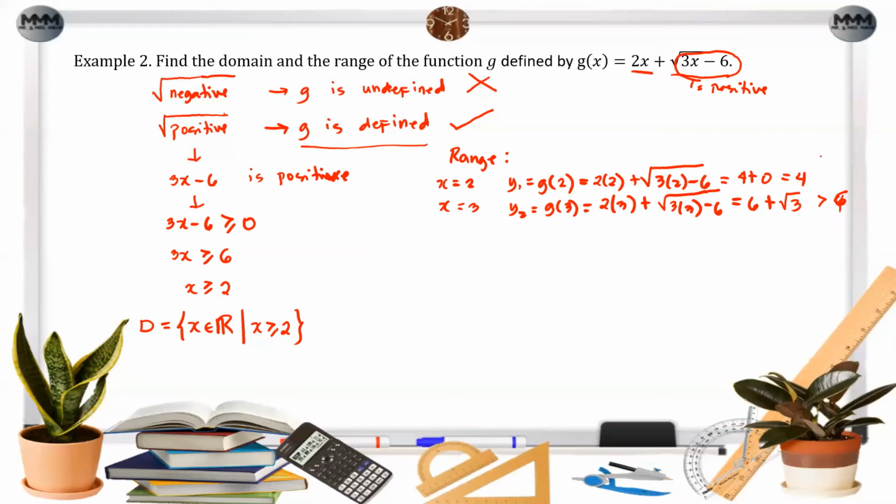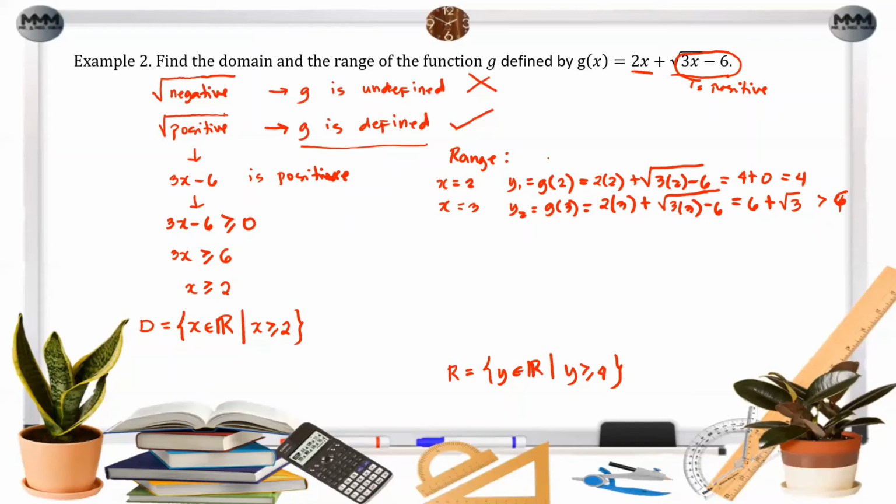Therefore, the range of the function can be expressed as y in R such that y is, of course, greater than or equal to 4. So we can write it that way.